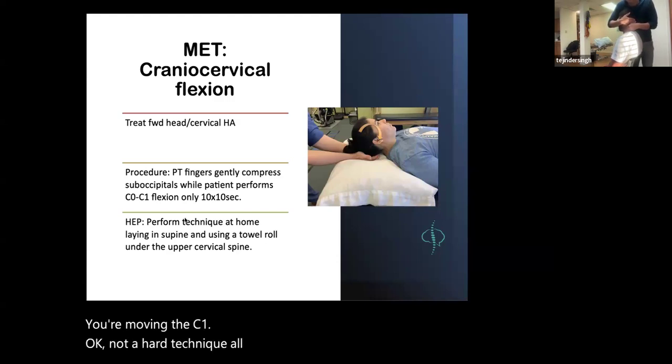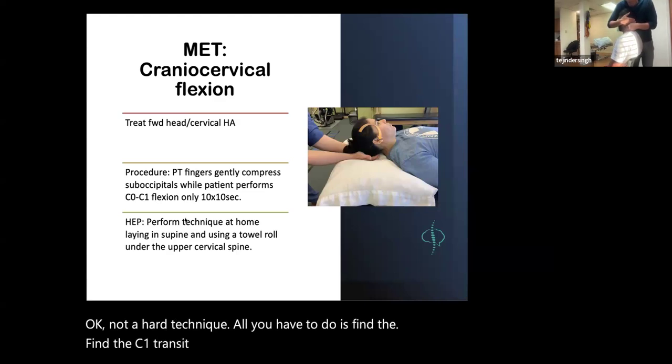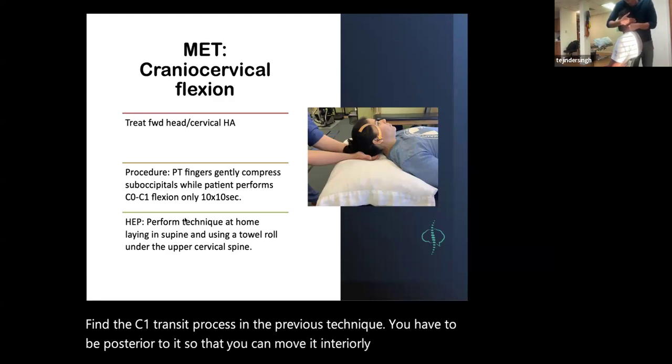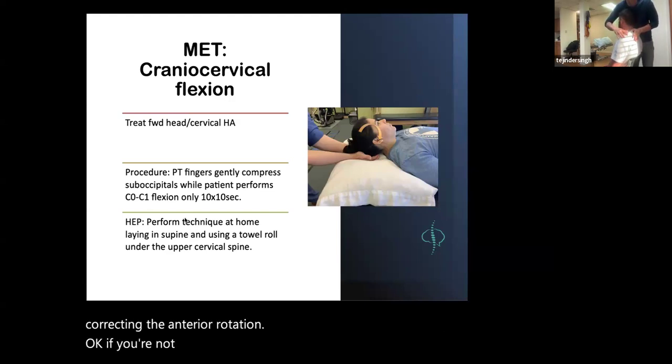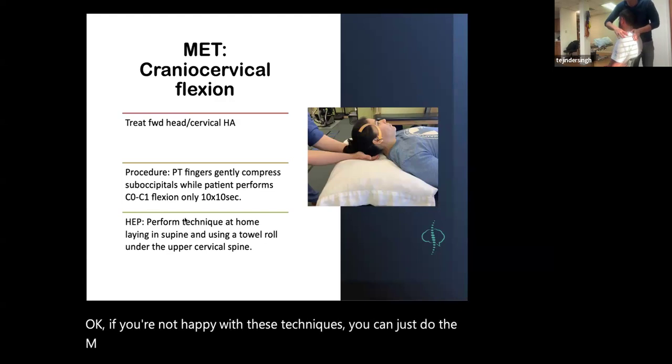All you have to do is find the C1 transverse process. In the previous technique, you have to be posterior to it so that you can move it anteriorly. In this, you can be anterior to it so that you can move it posteriorly. So you're correcting the anterior rotation. Okay. If you're not happy with these techniques, you can just do the MET. Okay, that is perfectly fine.